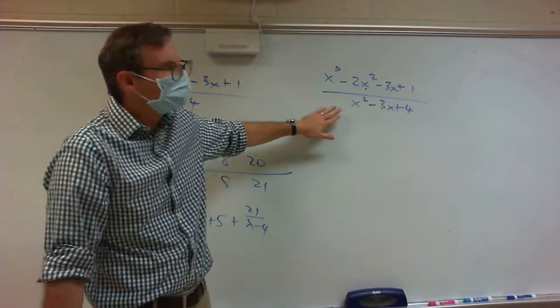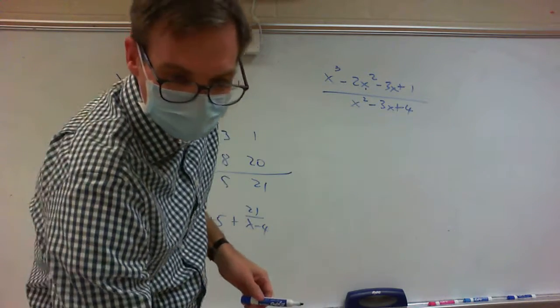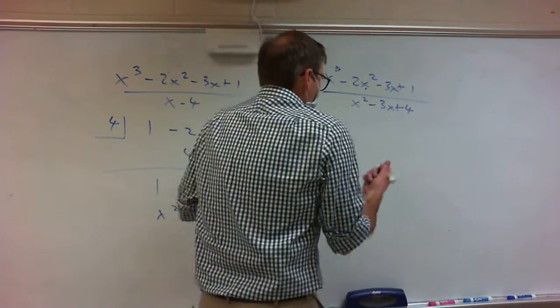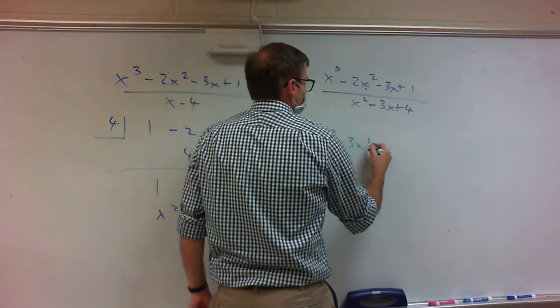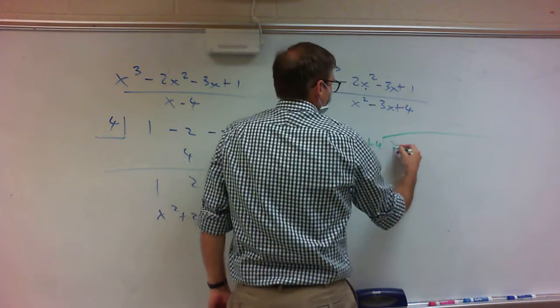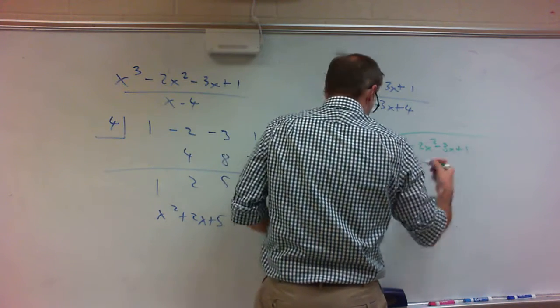So, we did one like this yesterday, so do one today. So everybody do that one. Well, let's see, this gives us x squared minus 3x plus 4 in that part. And then over here I end up with x cubed minus 2x squared minus 3x plus 1.